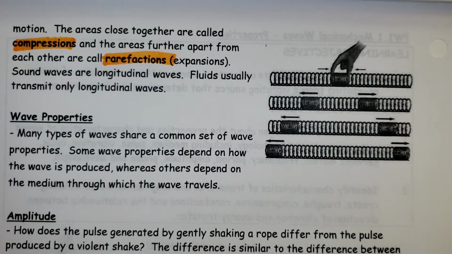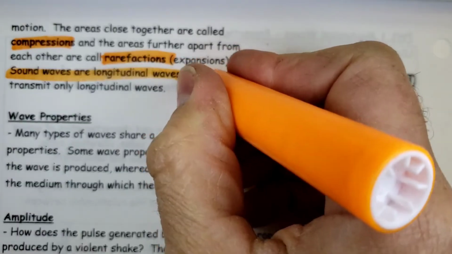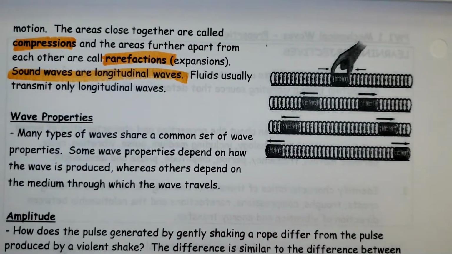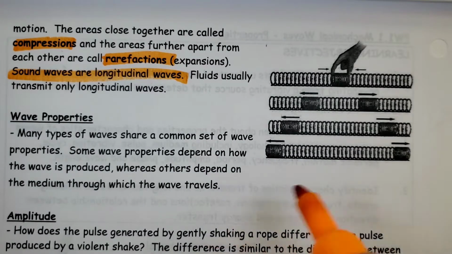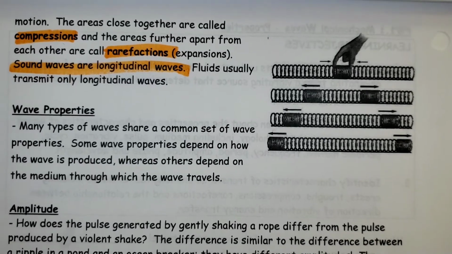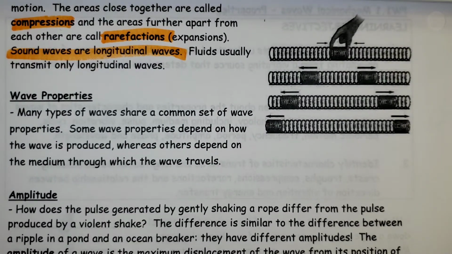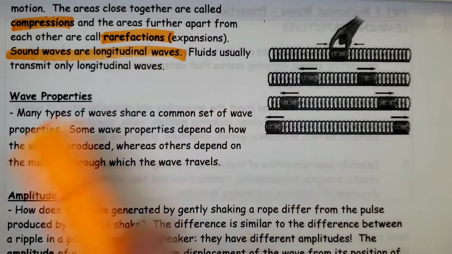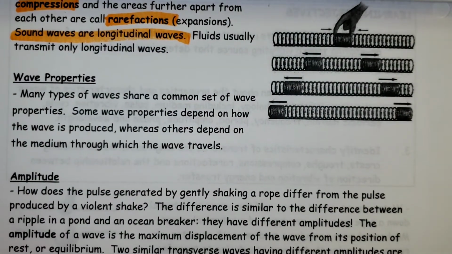Sound waves are longitudinal waves, which makes sense because, as we'll see later in this section, vibrating air molecules hit our eardrum, and then we perceive that as sound through a few other steps. Fluids usually transmit longitudinal waves as well.